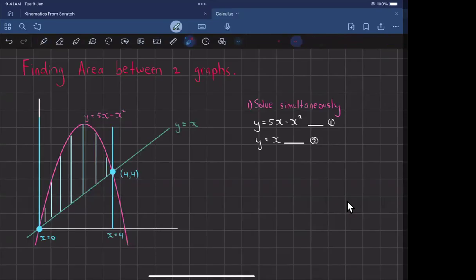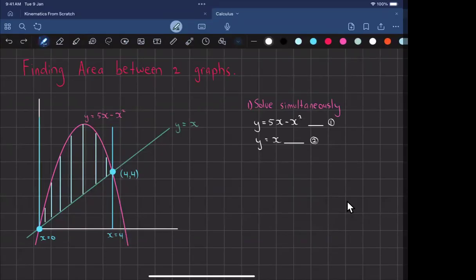What's the substitution we can make? We're trying to find x. We do substitution with the graphs.